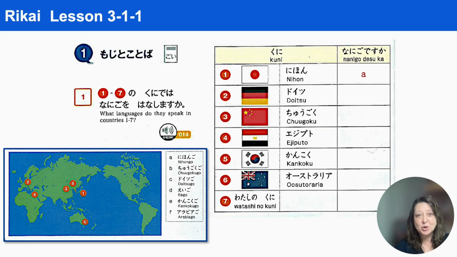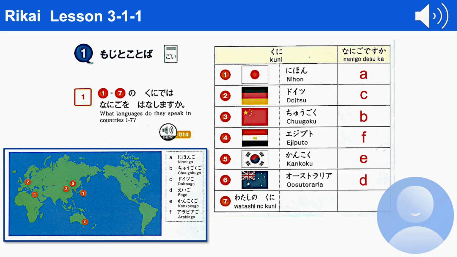Use your Goicho word book to complete this chart. Use the flags and the map and your word book to help you determine what language is spoken in each of these countries. If you don't have your Goicho word book, please reach out to me and I'll make sure you have your copy. Ready? Pause here and complete this assignment. Okay, ready? Let's check your work.